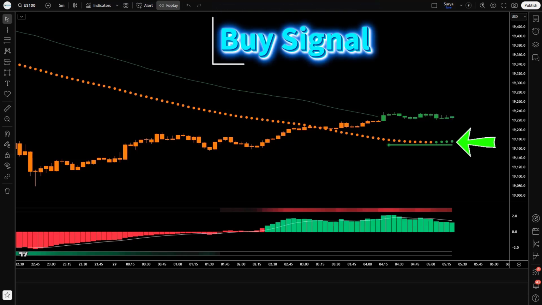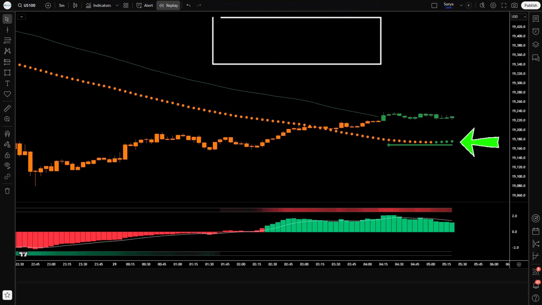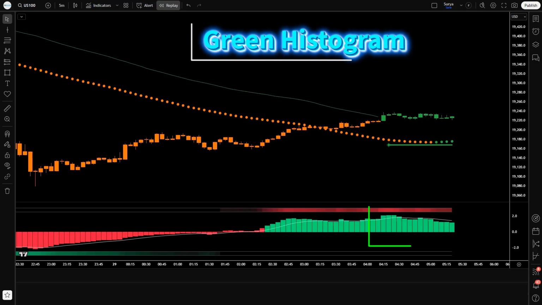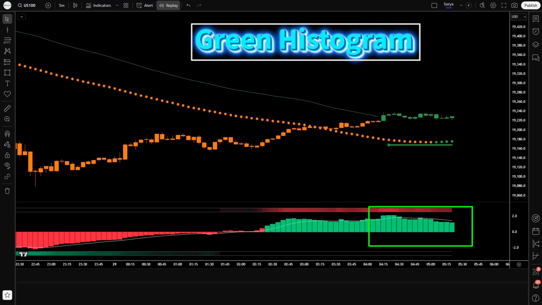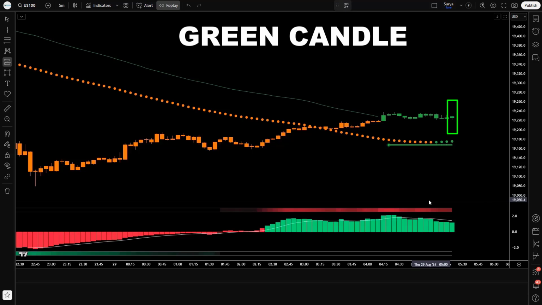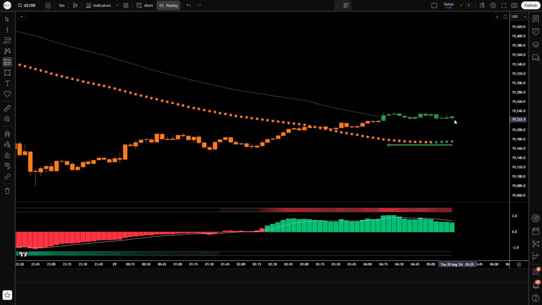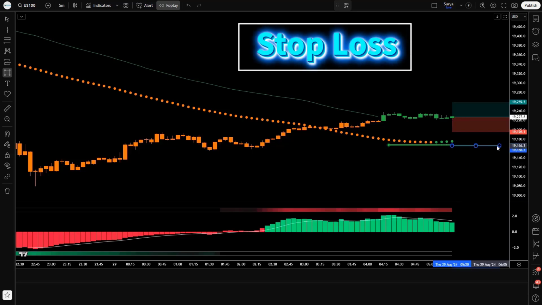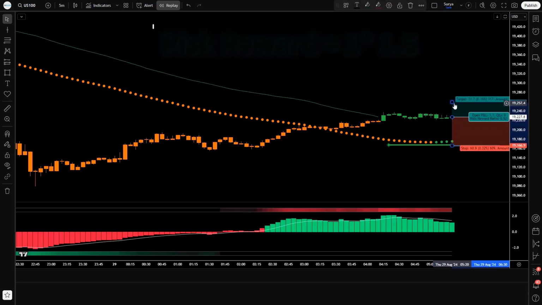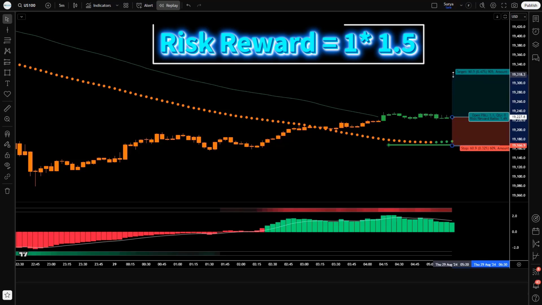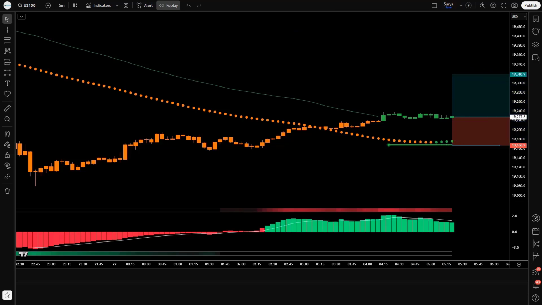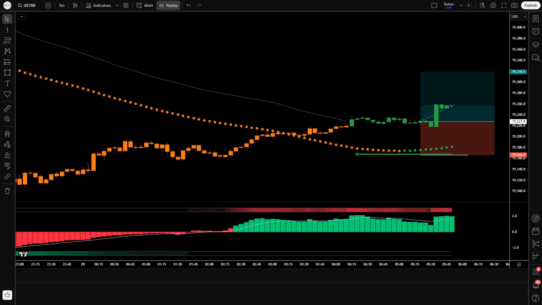When the Savitzky Flow Bands indicator has given a buy signal, the ROC-weighted MA oscillator indicator has formed a green histogram. And the market forms a green candle, so all these conditions are met, then we have to take a buy order. And our stop loss should be placed on this green line. And the risk-reward ratio will be 1:1.5. Let's see what happens to our trade.